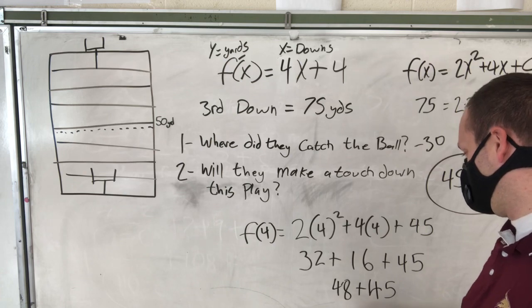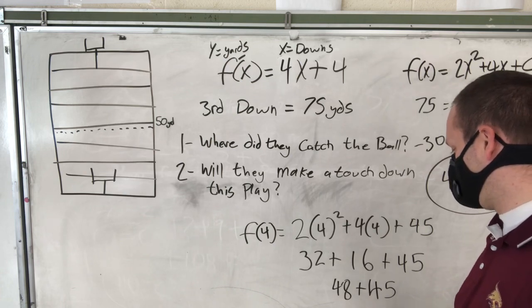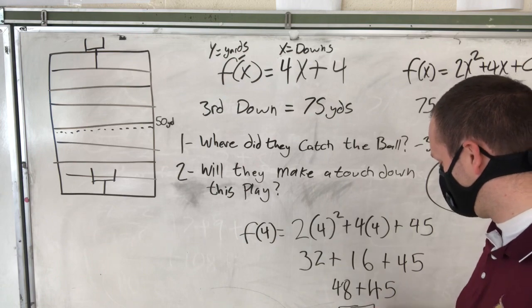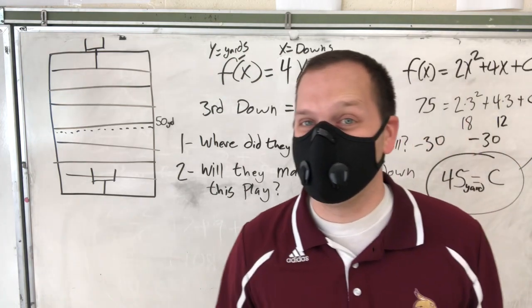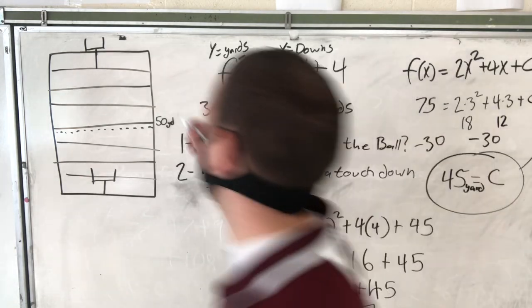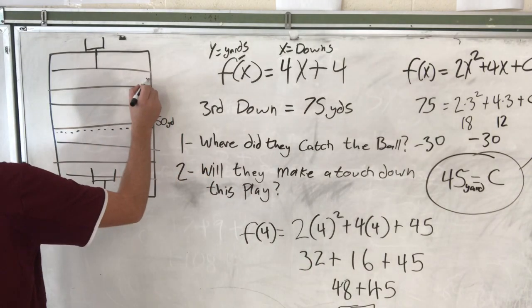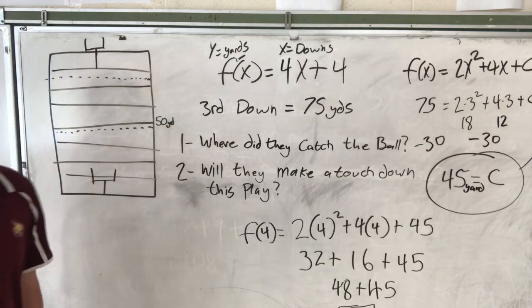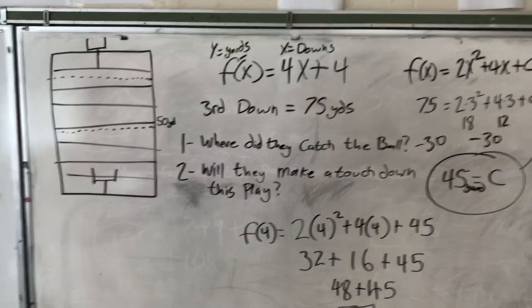What is that going to be? 93. So the 93-yard line is where they got taken down. Unfortunately, they did not make a touchdown. Darn it. Okay, so they made it all the way to, what would that be, about right there-ish. So close, so close. All right, let's try one more.